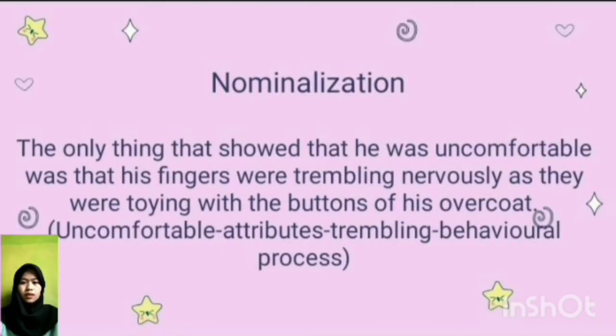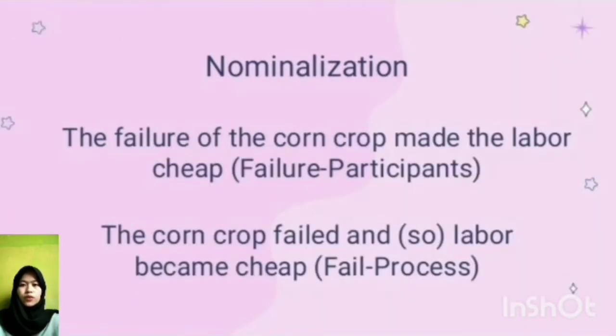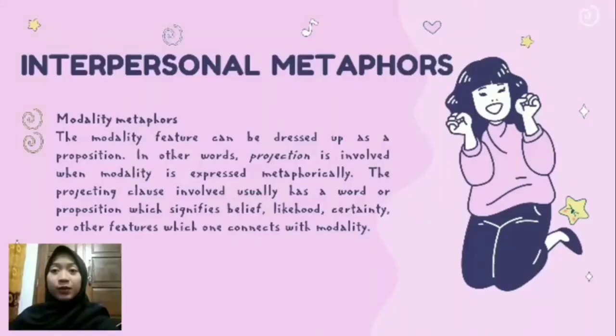The only thing that showed that he was uncomfortable was that his fingers were trembling nervously as they were toying with the button of his overcoat. Uncomfortable is an attribute and trembling is a behavioral process. The failure of the corn crop made labor cheap. Failure is a participant. The corn crop failed and so labor became cheap. Fail is a process.